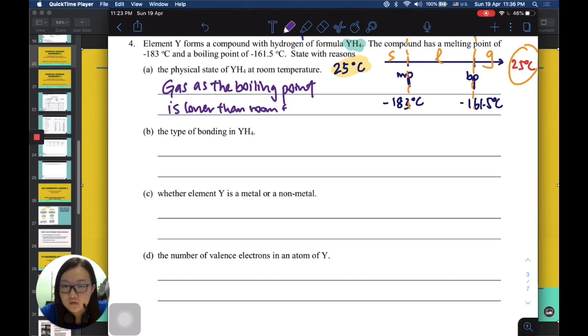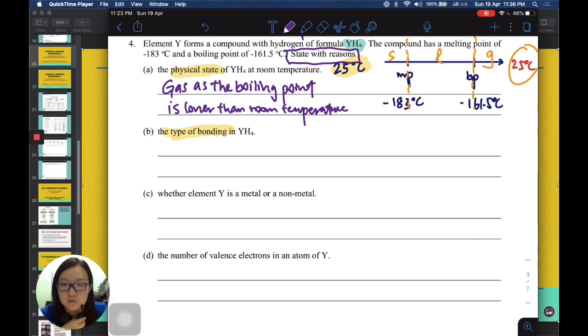Okay, so keep in mind that the question asks you to state with reasons, right? Just describing and giving the answer per se is not enough. You need to supplement it with an explanation. Then part B, the type of bonding in the compound.